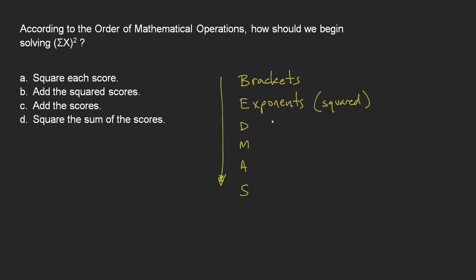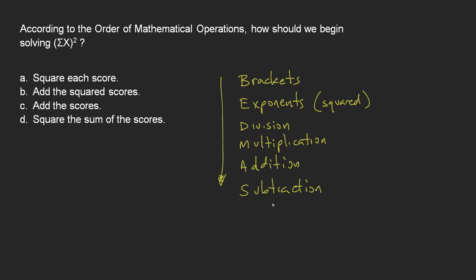So brackets first, exponents second, and then comes division, multiplication, addition, and subtraction. Now, this is probably how you learned it in high school. There are some variations on this, but basically this is how it works. Brackets, exponents, division, multiplication, addition, and subtraction.